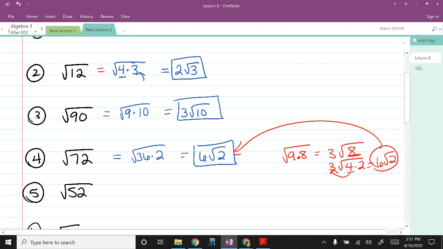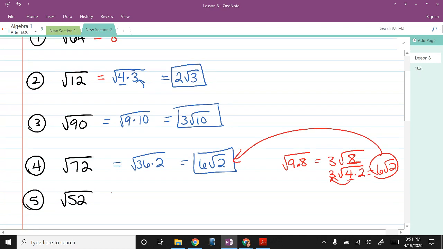Okay? Well, 52 is a fun number. I think about 52, I think about a deck of cards because a standard deck of cards has 52 cards in it. And that also tells me that there are 4 suits in a deck of cards, and each suit has 13 cards. So I know that 4 times 13 is 52. And 4 is a perfect square. So I can break that down to 4 times 13. And the square root of 4 is 2. So I'll pull that outside, 2 radical 13. And I know that is simplified.